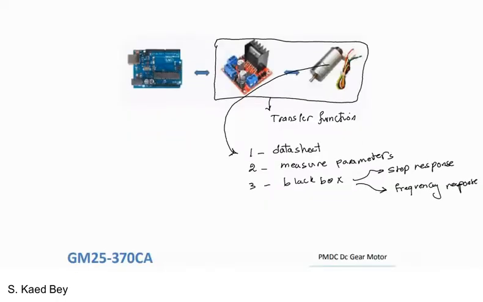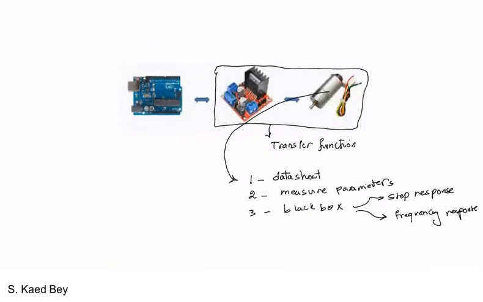Going to the second option, measuring parameters, this could be a little bit of a tedious task. The third option is what most engineers use, assuming the motor is a black box, and you can analyze the step response of it or the frequency response. In our work today in this video, we will base our method on number 3, using the system in Matlab, assuming it is a black box, and we're going to be using the System Identification Toolbox.